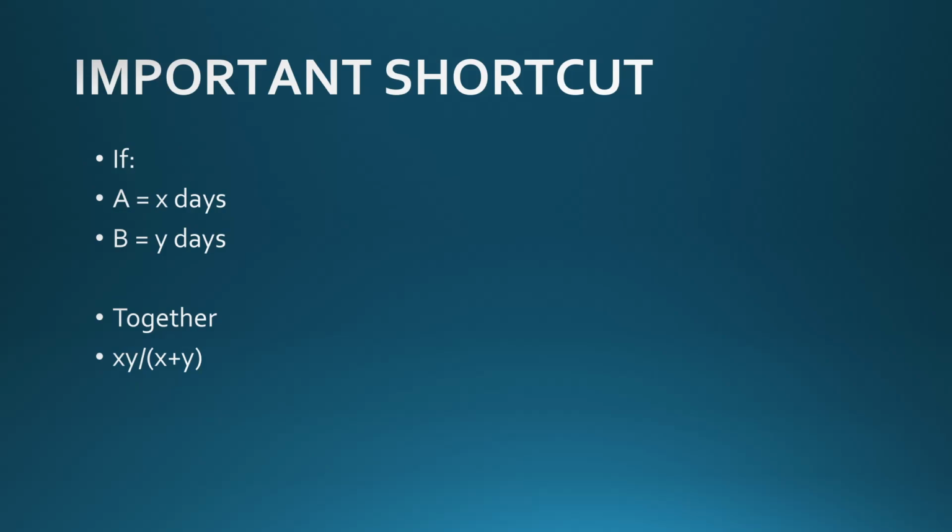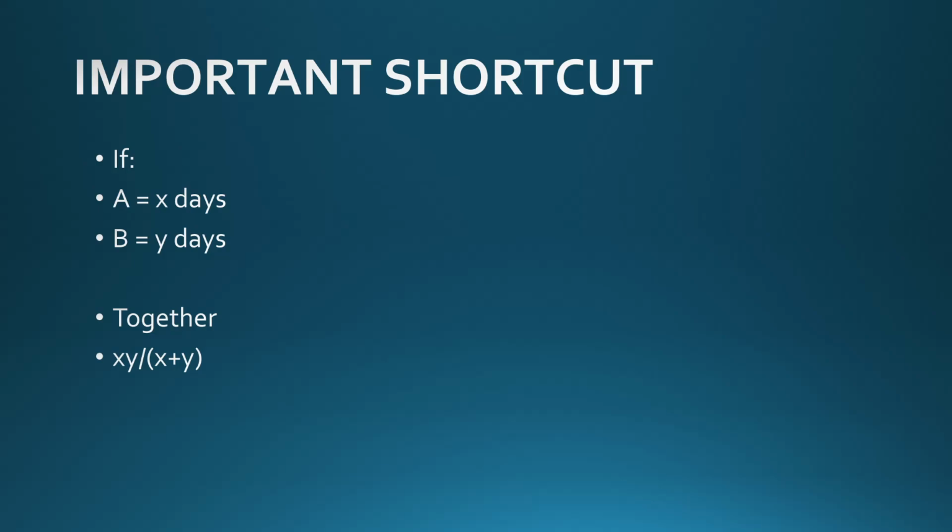Now let's look at a shortcut. If A does the work in X days and B does the work in Y days, together they'll do the work in X into Y divided by X plus Y days. This shortcut is extremely useful in exams. You can directly calculate combined time using this formula.